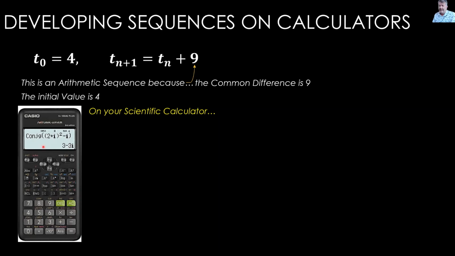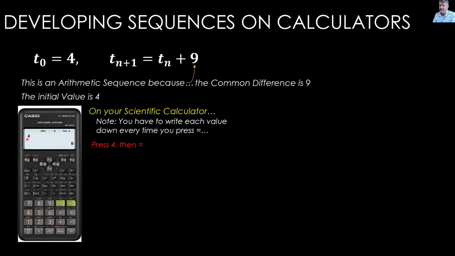On your scientific calculator, ignore what's in here. We're going to wipe that out in a minute if you follow these steps. So the downside of doing it on your scientific calculator is you have to write each value down every time you press equals. You haven't got a memory of it. Okay, so you'll see what I mean in a second. So the steps are, our initial value is 4. So we press 4, then we press equals. It puts the 4 down here. You have to write the 4 down as you're doing it.